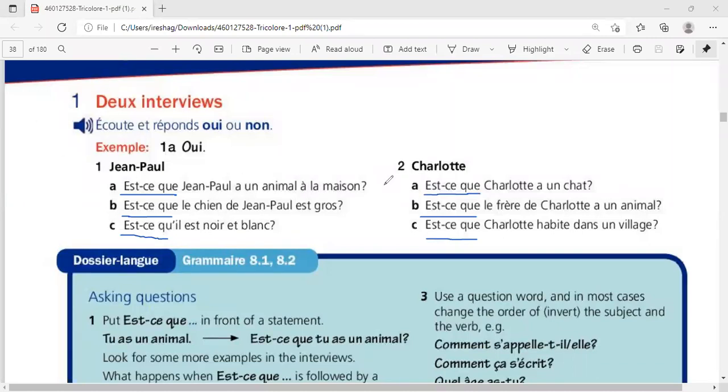Est-ce que Jean-Paul a un animal à la... Okay, write down the topic: asking questions. In your writing book, write down asking questions. The first question is, est-ce que Jean-Paul a un animal à la maison? Write down the first question.